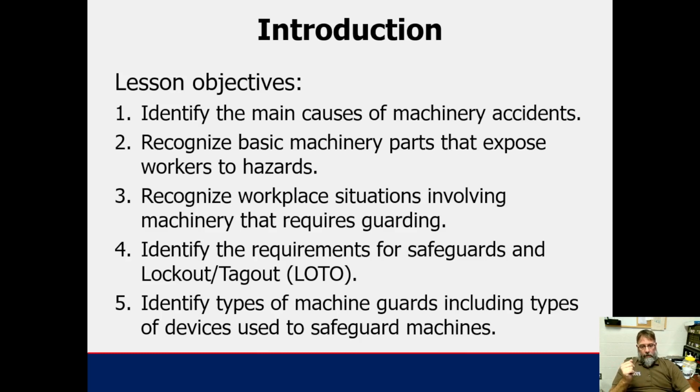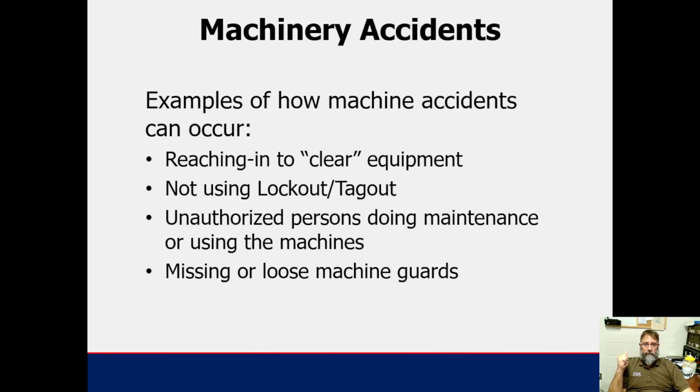So this lesson's actually broken up into 2 separate parts, all within this presentation. First thing we're going to be talking about is guarding, then we get into lockout tagout at the end. How can machinery accidents occur? So you're reaching in to clear something. Something gets in the way, you reach in, pull it out. Punch presses, you reach in, pull it out. Not using the lockout tagout. So we're going to learn about that, like I said, in a minute.